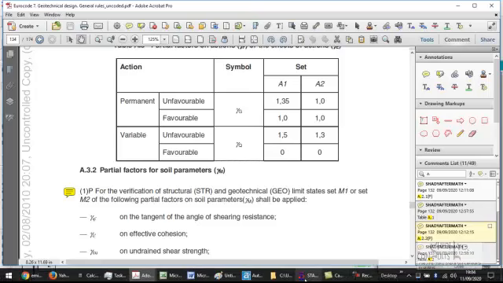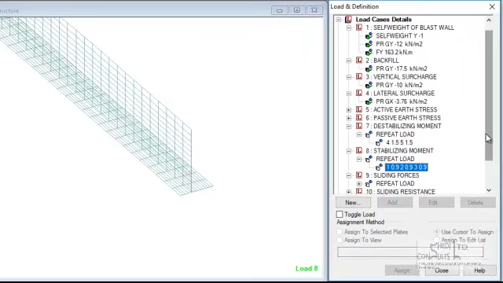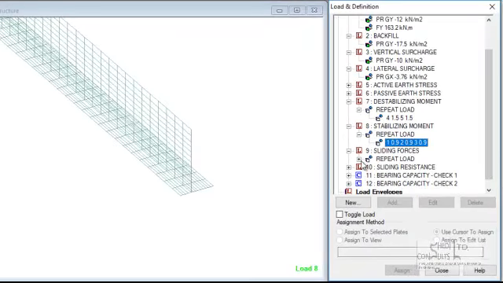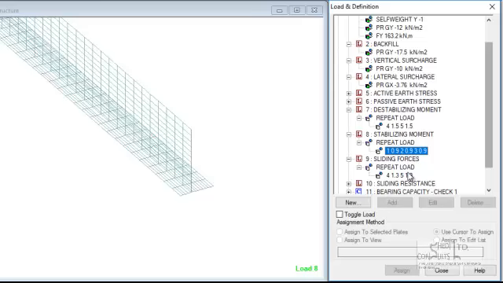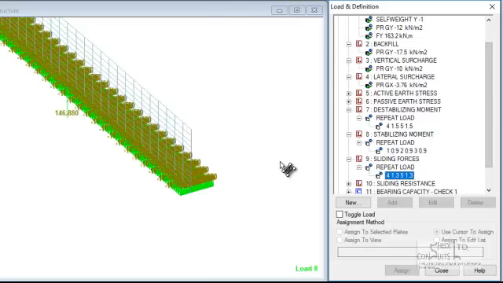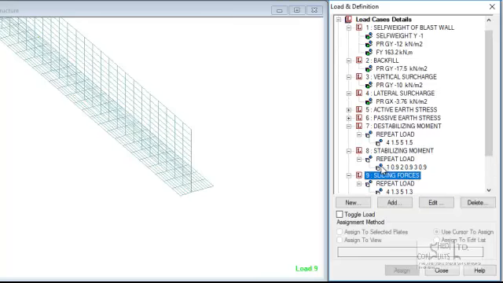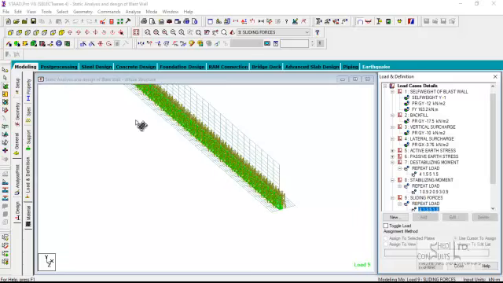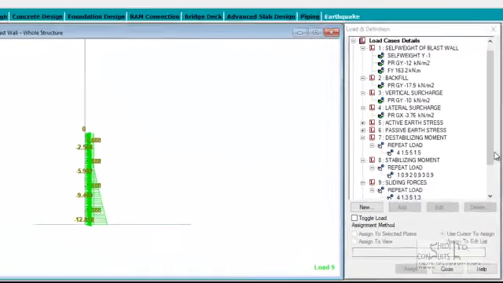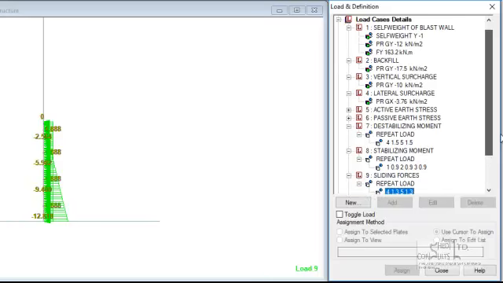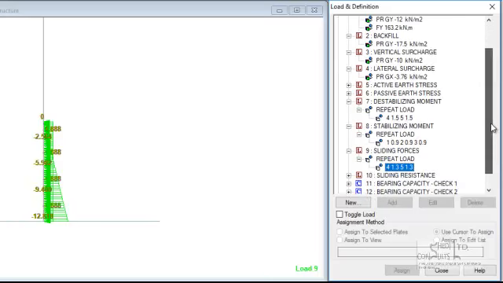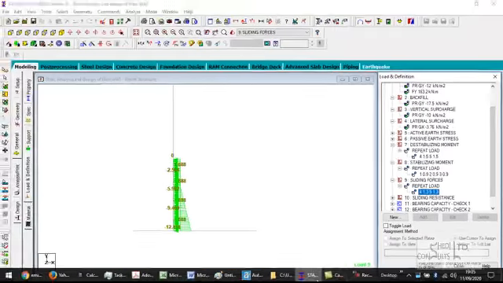So we want to check the stability against sliding now. For stability against sliding, we look at the sliding forces. The sliding forces are the unfavorable loads that will cause sliding. We are combining all the sliding forces. The sliding forces are load cases 4 and 5, the lateral surcharge and the active earth stress. Those are the unfavorable sliding forces.